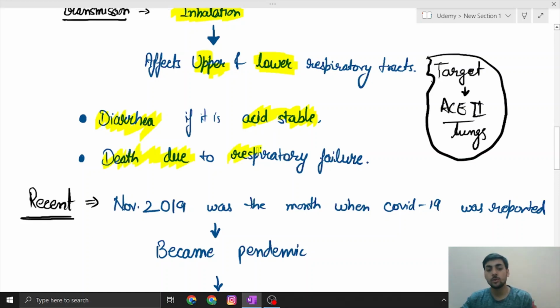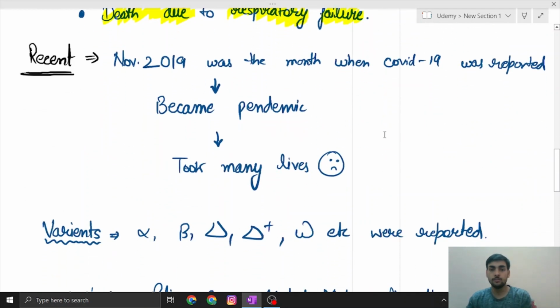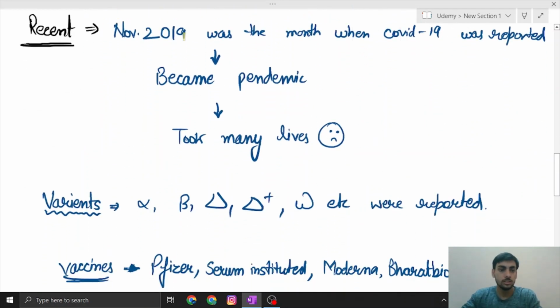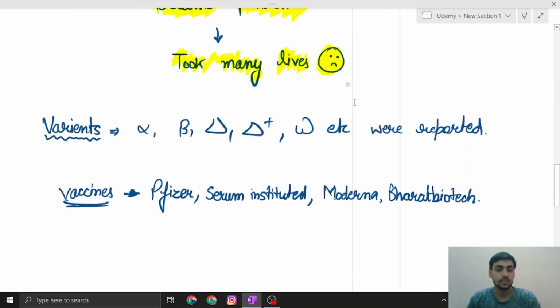We have seen quite a lot of deaths in this pandemic time also, and those deaths are due to respiratory failure. Okay, so in the recent event in November 2009, it was reported that COVID-19, a serious pandemic virus, was reported in Wuhan, China. Okay, and after just 2 or 3 months, it became a pandemic. And seriously, it took so many lives, that was so sad. Many of our loved ones died due to this virus, and seriously, it was a sad and tragic incident.